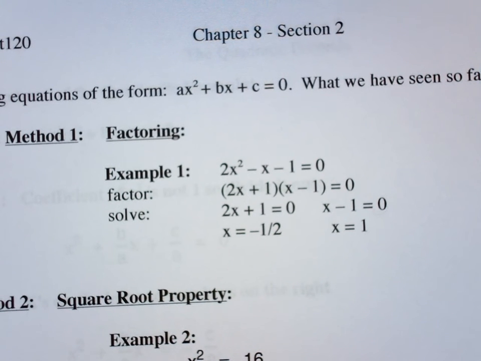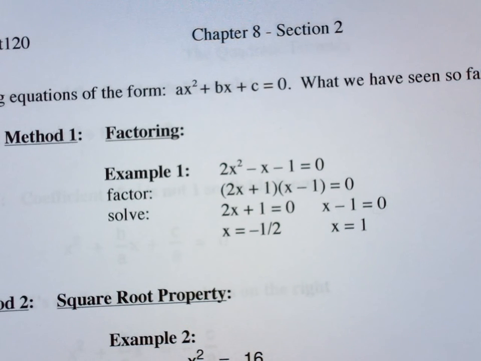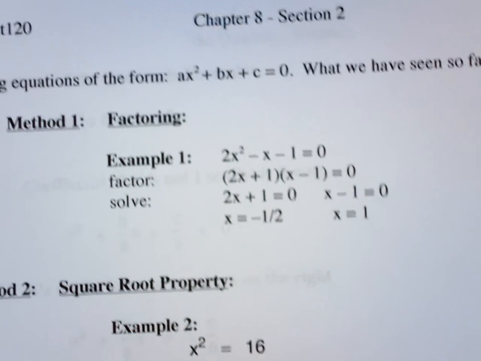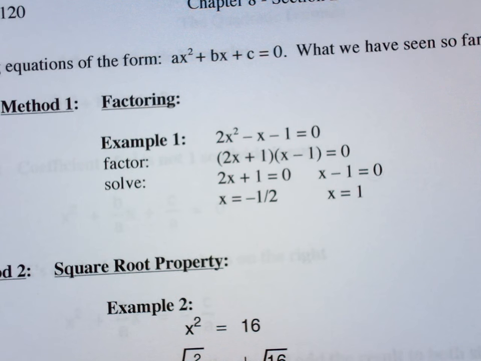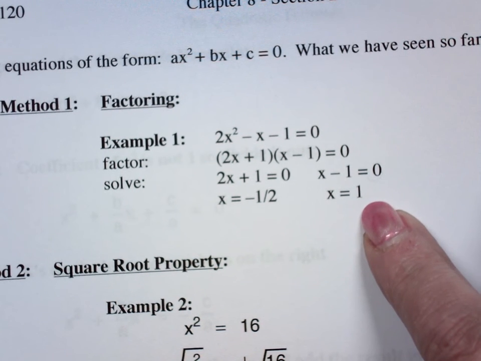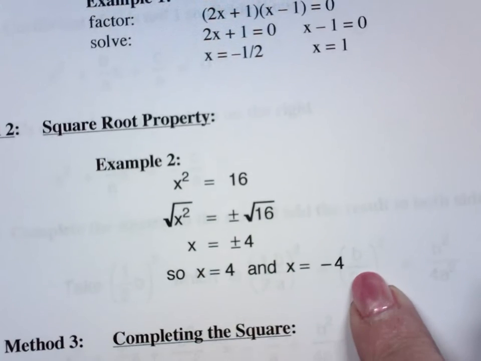We continue with solving equations of the form ax squared plus bx plus c equals 0. So far we have solved them using factoring. And there's an example, and we know the majority of real-world problems don't factor. We've solved them using the square root property.